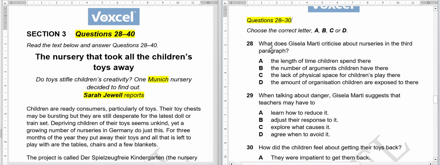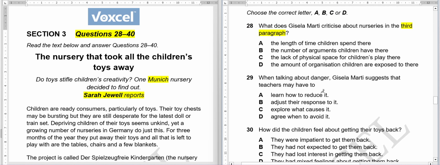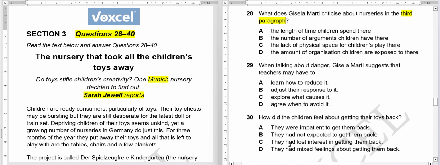So let's read this. What does Gisela Marti criticize about nurseries in paragraph 3? So this particular question starts from the third paragraph. So we don't have to worry about the first or second paragraph for this question. And second, these questions are almost always in order. So most of the time, you will find the first question, like the 28th question, before 29 and 29 before 30.